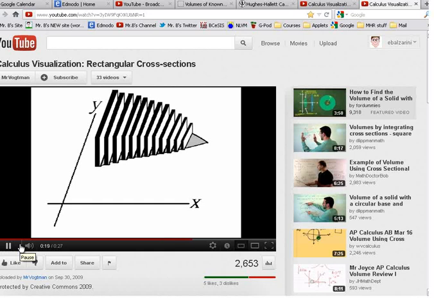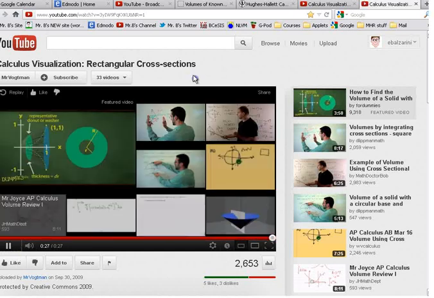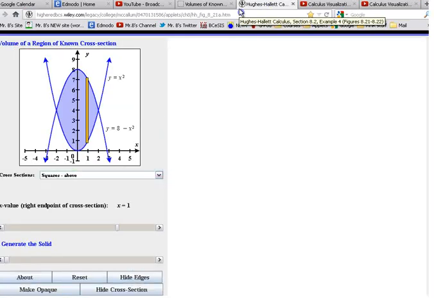Eventually the base looks the same as the other thing that we just looked at, but the shape has those edges on it. So this is called volumes of a known cross section, where you have a cross section that you're following.